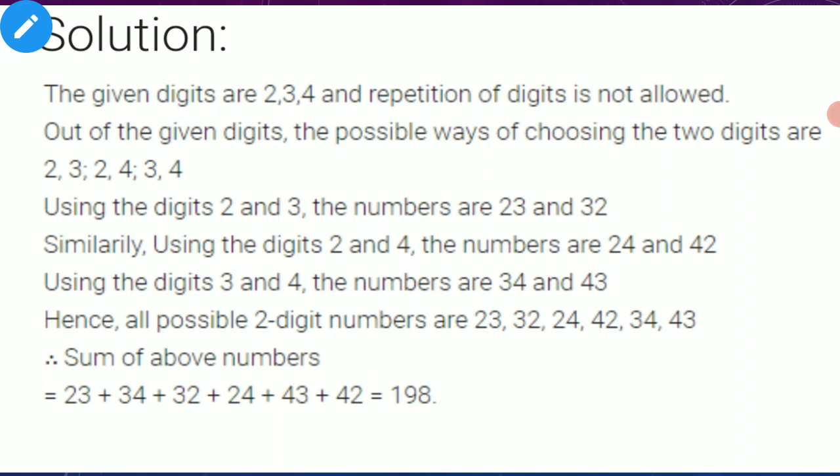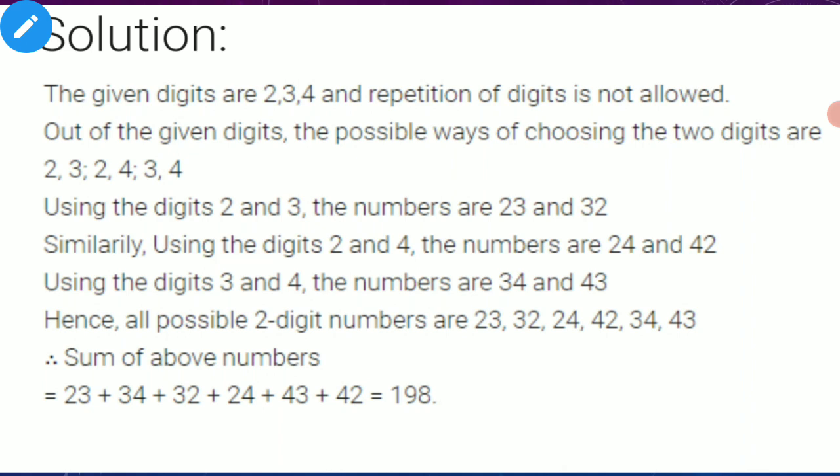So using the digits 2 and 3, the numbers that can be formed are 23 and 32. Similarly, using the digits 2 and 4, the numbers formed will be 24 and 42. Now using the digits 3 and 4, the numbers formed will be 34 and 43. These are the only three possibilities that we can frame. So hence all the possible two-digit numbers will be 23, 32, 24, 42, 34 and 43.